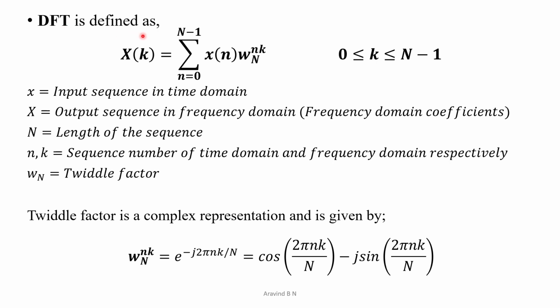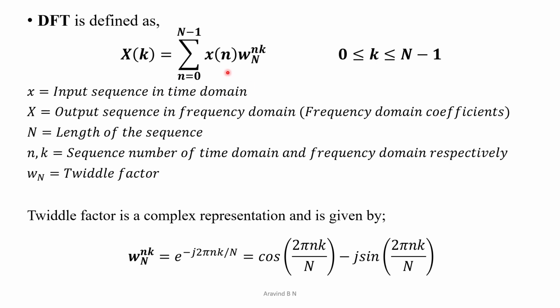Now the DFT is defined by the same formula once again: X of k is equal to summation n is equal to 0 to N minus 1 x of n omega N to the power nk, for all the values of k ranging from 0 to N minus 1. Now let us define all these variables inside this.